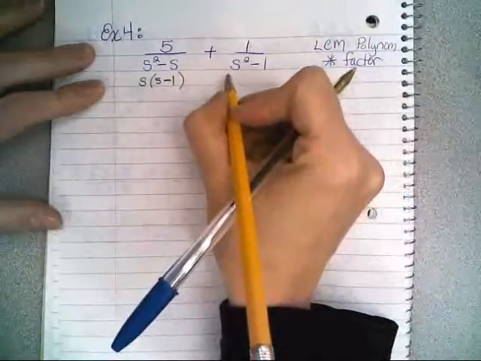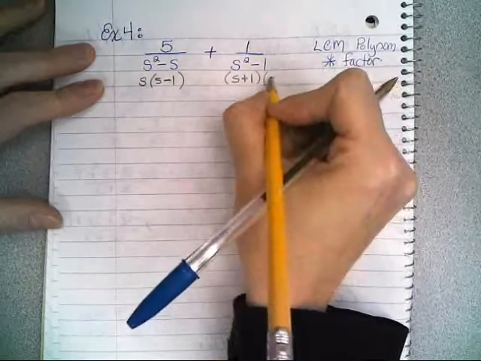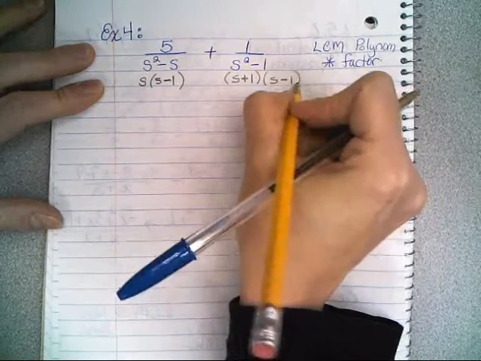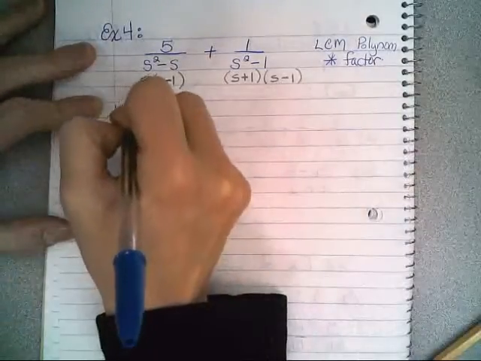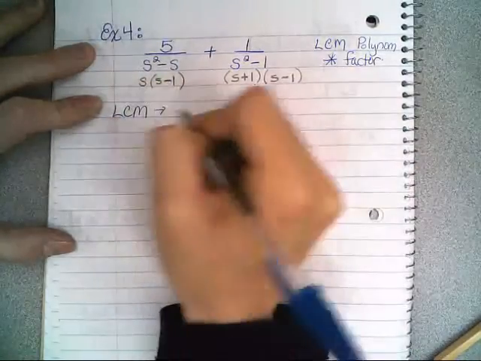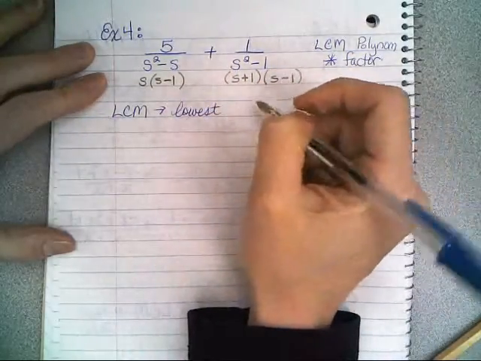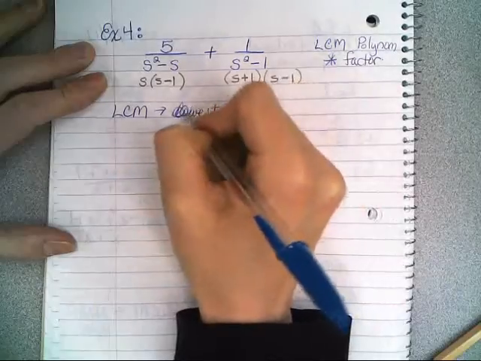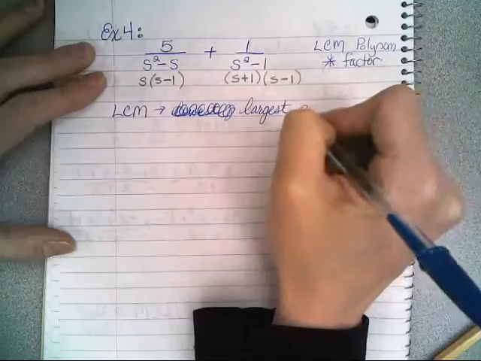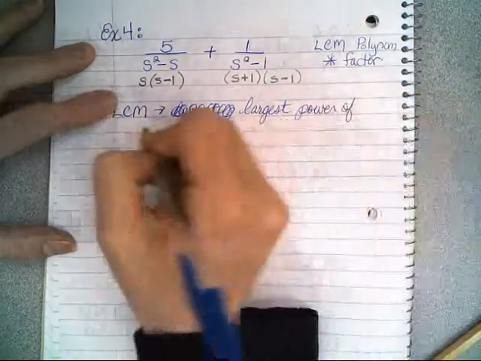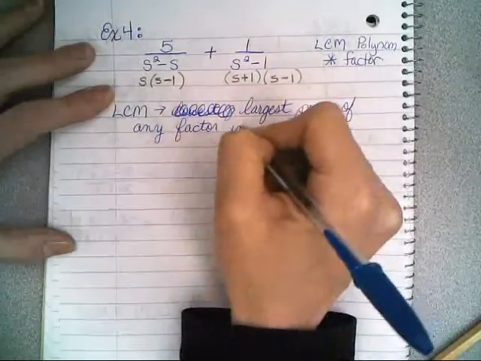This one is the difference of 2 squares. s plus 1, s minus 1. And remember, I don't know if you guys remember this, the least common multiple will be the lowest. Sorry, not the lowest. Largest power of any factor in the list or in the group.